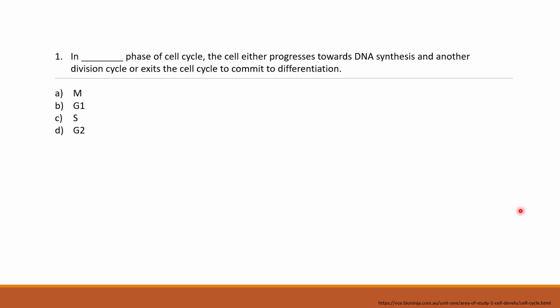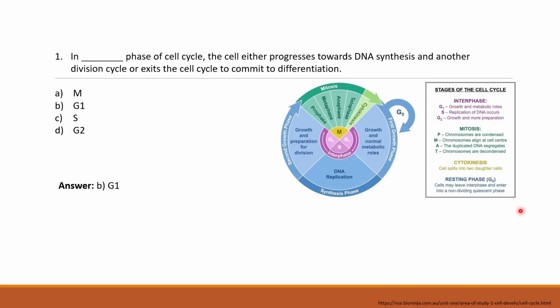First is, in what phase of the cell cycle does the cell either progress towards DNA synthesis and another division cycle, or exit the cell cycle to commit to differentiation? Anyone answer? G1. Yeah, the answer is G1. So you know the different phases of the cell, that is G1 and G2, which are both growth and metabolically important for the cell, because that is the phase where the cell grows. And so this is your first, G1.